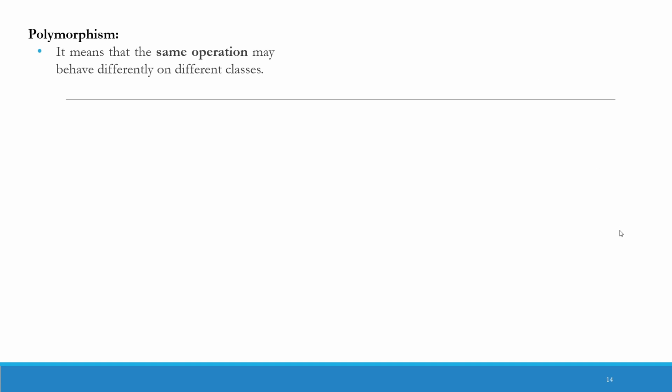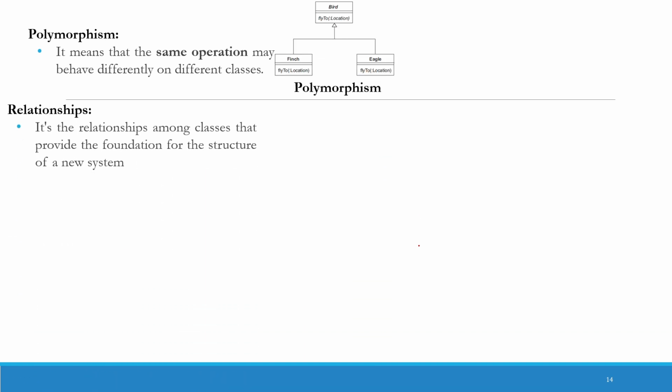The other thing is relationship. One object may relate with the other. One object may need to interact with the other objects through message exchange. So this time the relationship will be formed. It is a relationship among classes that provides the foundation of the structures of the new system. We have different kinds of objects. This object may interact one with the other. So this time we say that it is a relationship, or formation of a relationship.